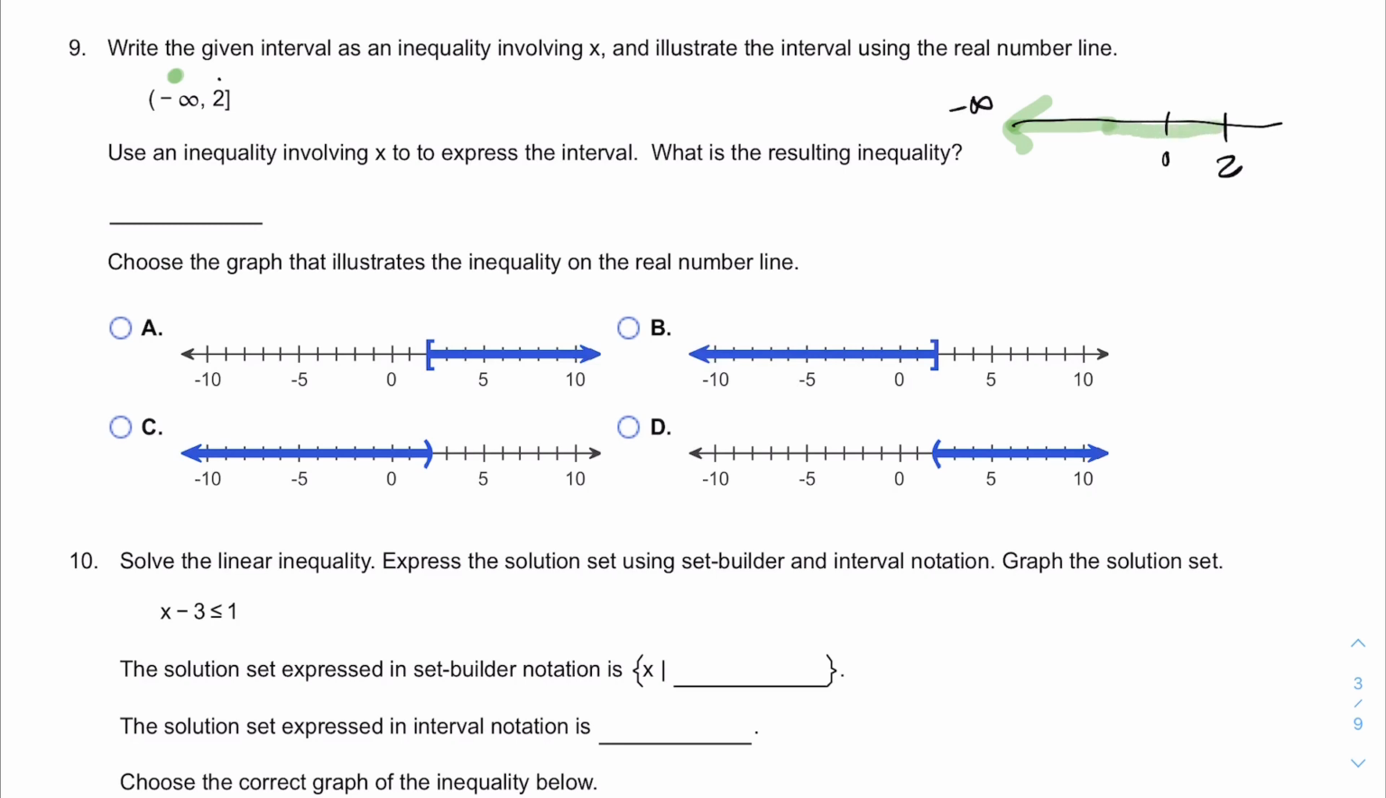And is it going to be open or closed? Well, the square bracket means it's closed. So it looks like that. And if I were to write an inequality, I would say shade the x values that are less than 2, but they also have to be equal to 2. And that includes 2 in the answer. Okay, so there it is. x is less than or equal to 2. And our picture is, right, not C because that is open. It must be B because that is closed. And it's closed because of the squared off bracket.